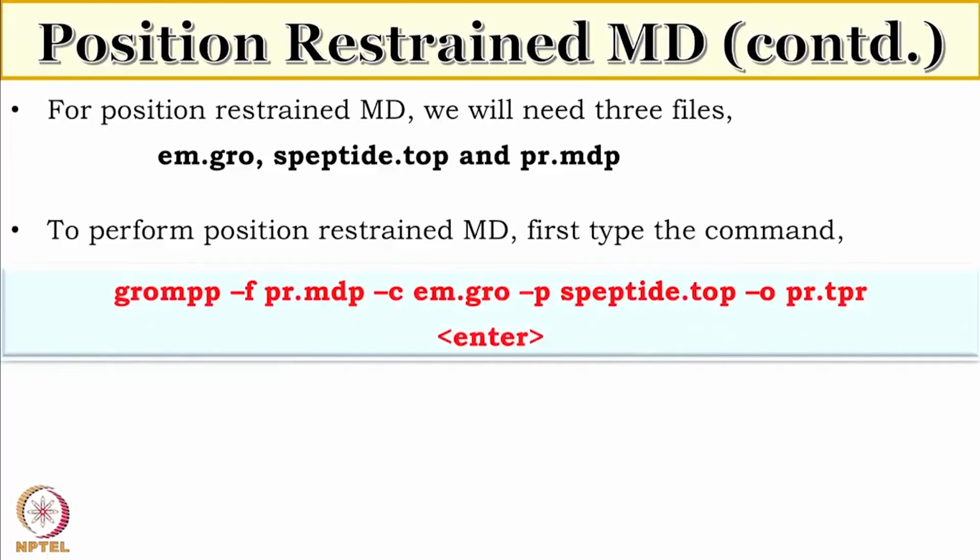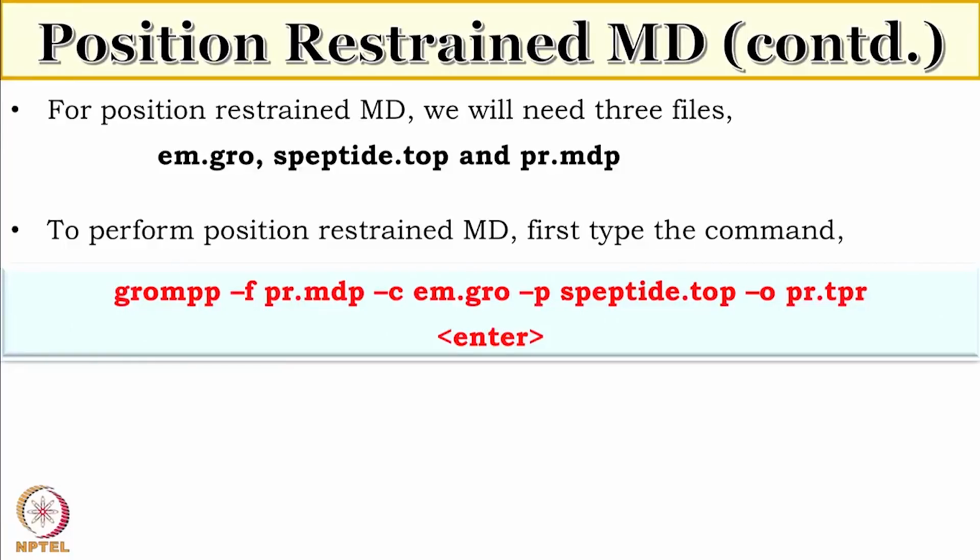So we'll use the command grompp -f pr.mdp. pr.mdp is the position restraint molecular dynamics parameter file. Then -c em.gro, which is my energy minimized configuration. Then -p s-peptide.top, which is the topology file. Then -o pr.tpr. This TPR file will contain all the information from the MDP file, GRO file and the top file.